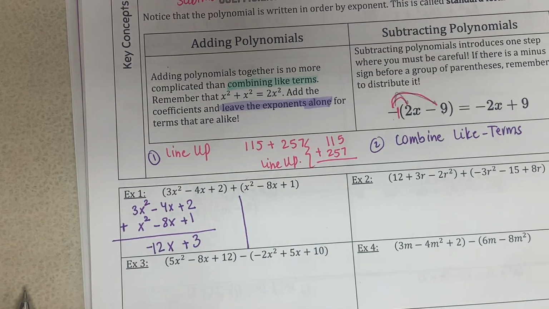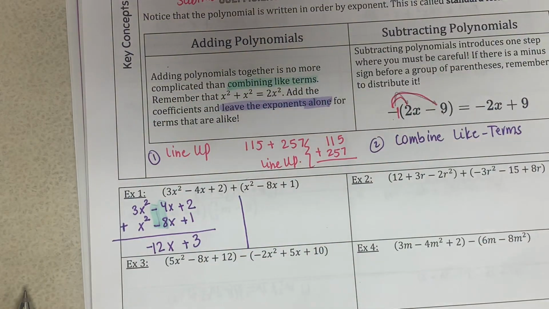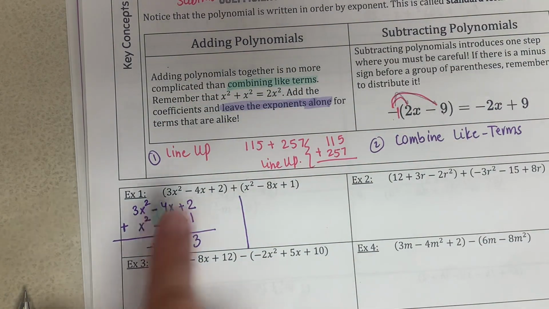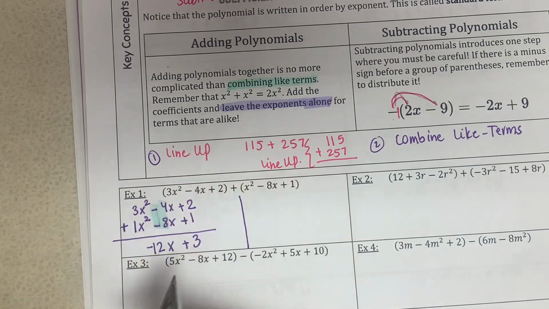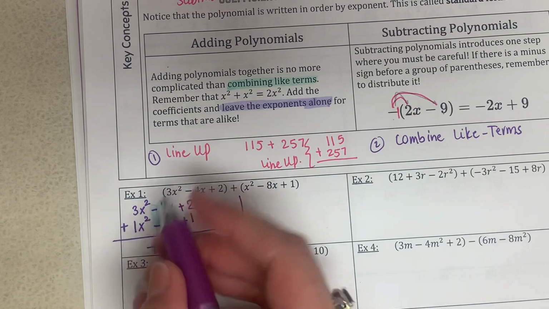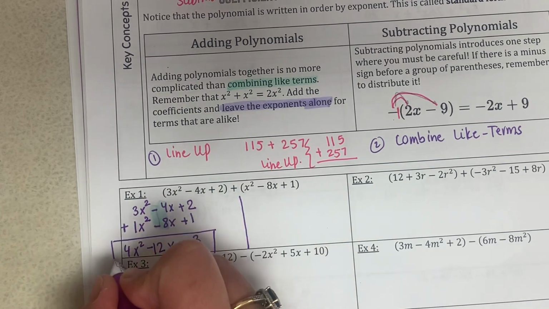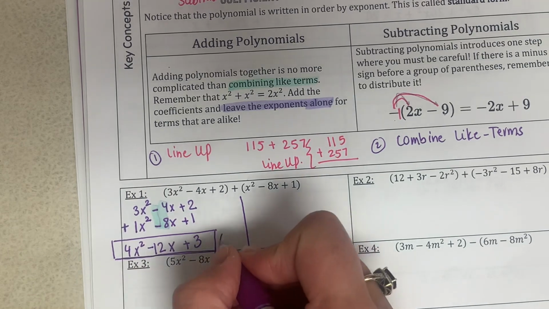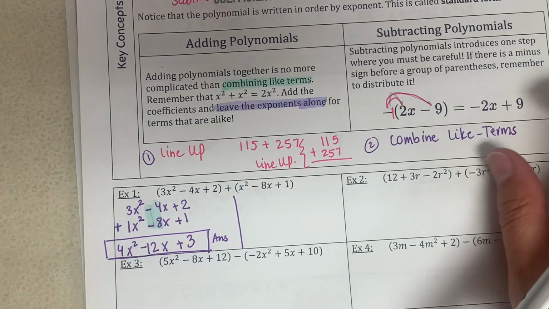All you have to do is just solve the numbers, and the variable, you just carry it down. 3x squared plus 1. There's no number, so it has to be 1. So this is 4x squared. There you go. This is my answer. That's how easy addition is.